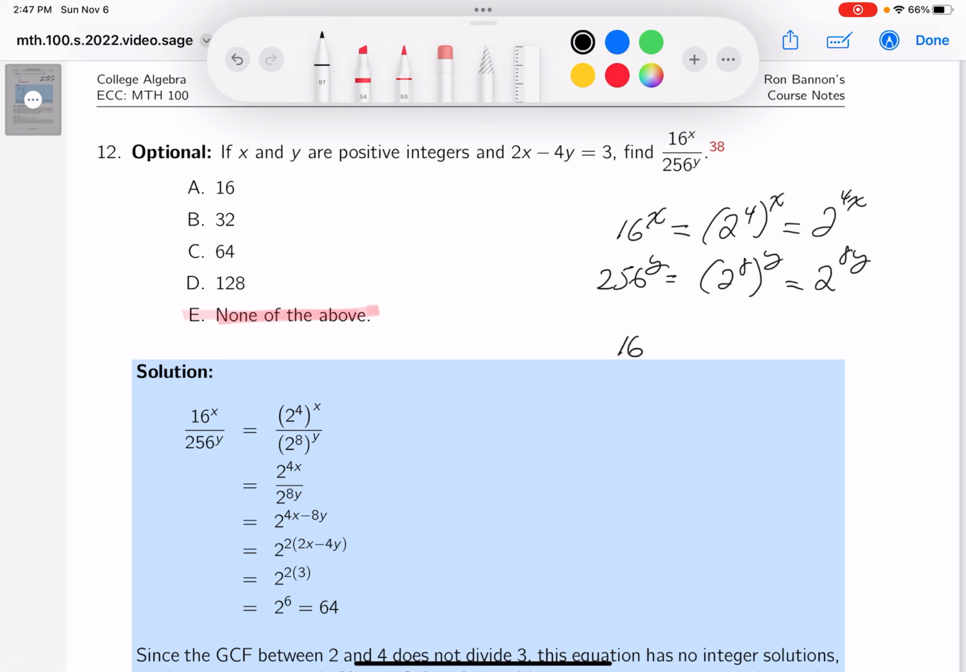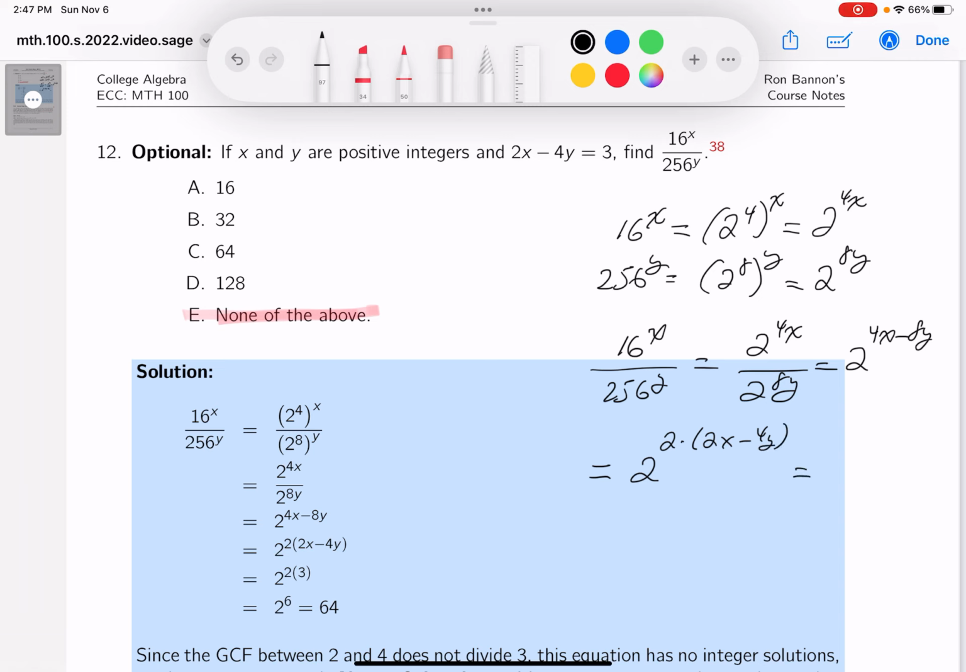And then you can write this down, 16 to the x over 256 to the y would be 2 to the 4x over 2 to the 8y. And I would consider this to be very good if a student did this, by the way. You would get 2 to the 4x minus 8y. Looking a little more familiar, this is going to be 2 times 2x minus 4y. And by the way, 2x minus 4y is equal to 3. Unfortunately, there's no integer solutions that would produce that, by the way. So what do you have here? 2 times 3, which is 2 to the 6th power.